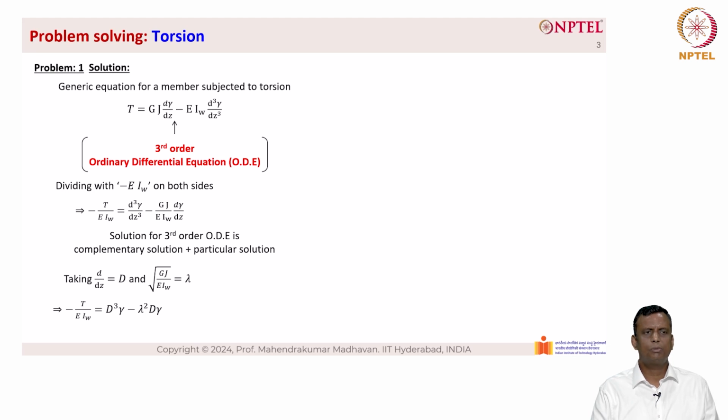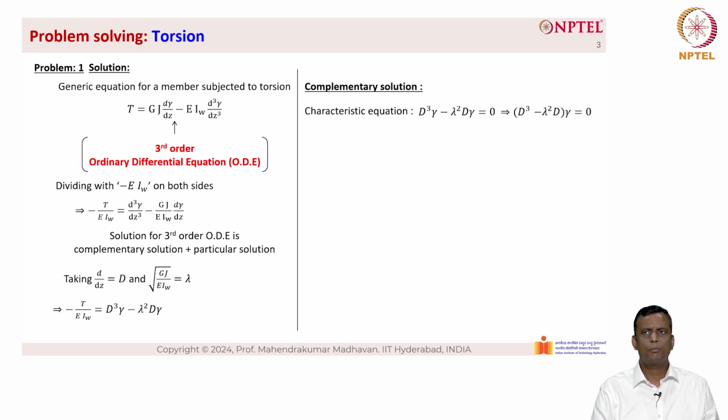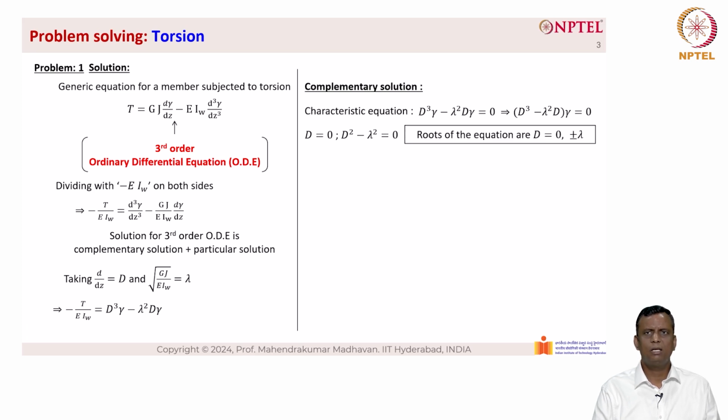Let's take d by dz equal to capital D and root of GJ divided by EIw equal to lambda. So now the differential equation becomes minus T by EIw equal to D cube gamma minus lambda square D gamma. The complementary solution is given as: the characteristic equation is D cube gamma minus lambda square into D into gamma equal to 0. Now we can represent it as D cube minus lambda square into D into gamma equal to 0. Here either D equal to 0 or D square minus lambda square equal to 0. This can be obtained by taking D as common, and the roots of the equation are D equal to 0 or plus or minus lambda. So the general solution for roots of the form 0 and plus or minus lambda is given as gamma h equal to A into e power lambda z plus B into e power minus lambda z plus C.